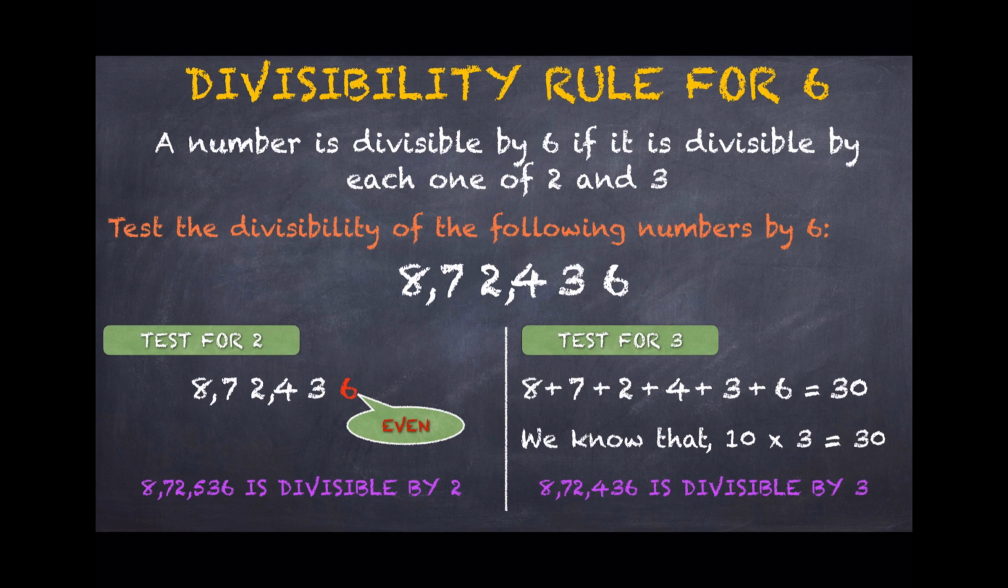Therefore, 8,72,436 is also divisible by 3. So we can conclude that 8,72,436 is divisible by 6 since it is divisible by both 2 and 3.